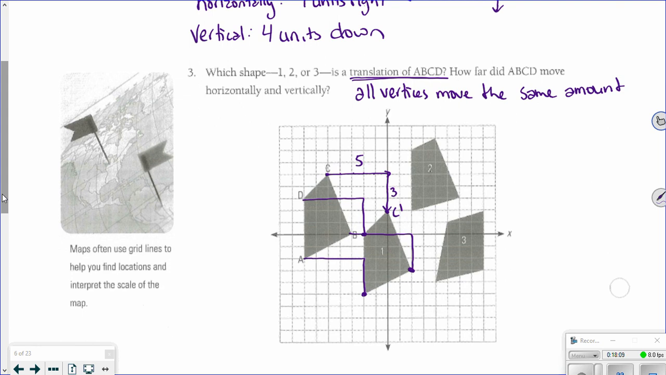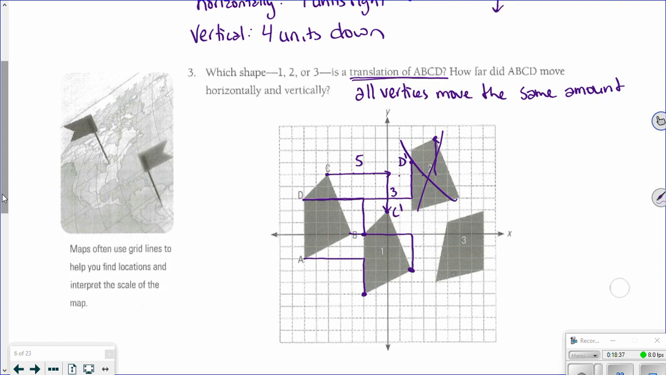I can check my other shapes as well. If I look at C to this top point, I had to go right 5, 6, 7, 8, 9, and up 3, which means from here I should go over 5, 6, 7, 8, 9, and up 3, which means my D prime should be right here, and it's not. Since it doesn't match up, this is not a translation. It's a different shape now.